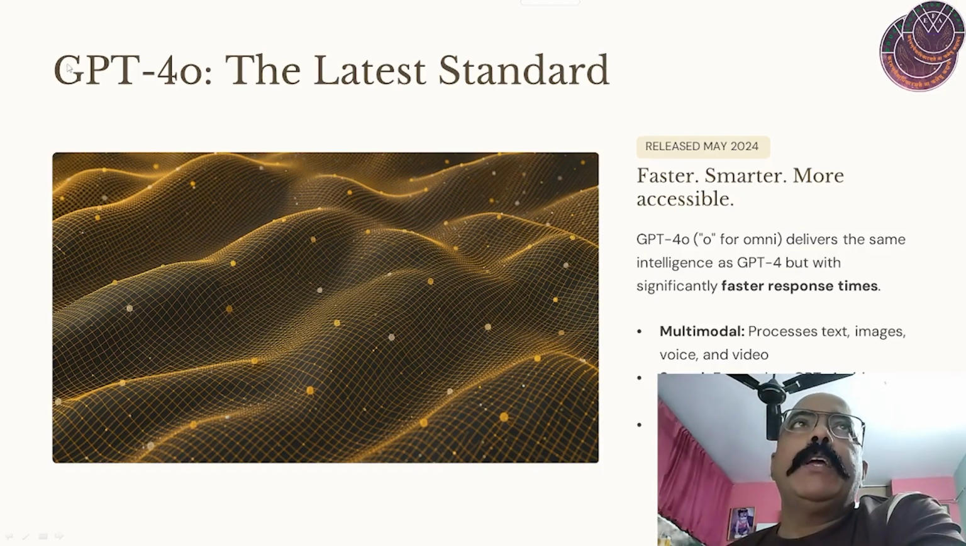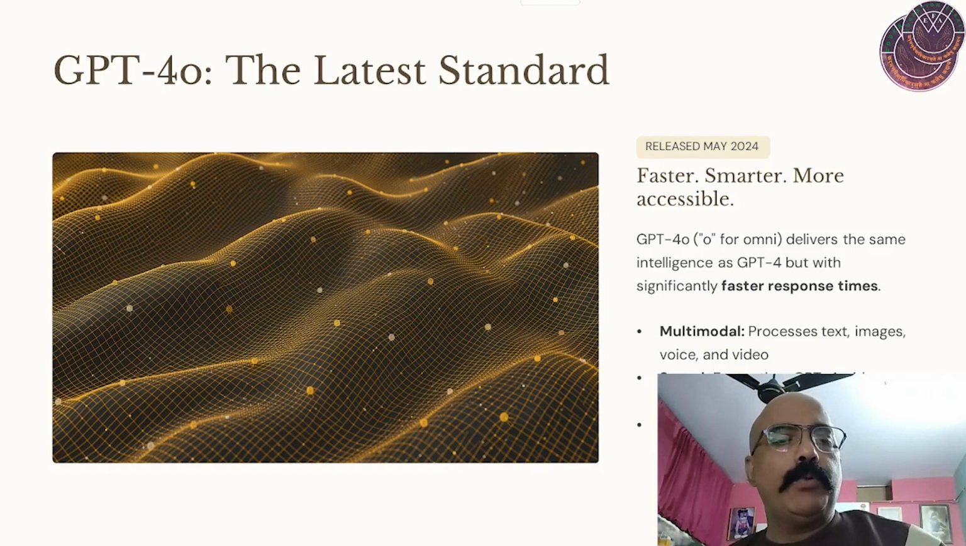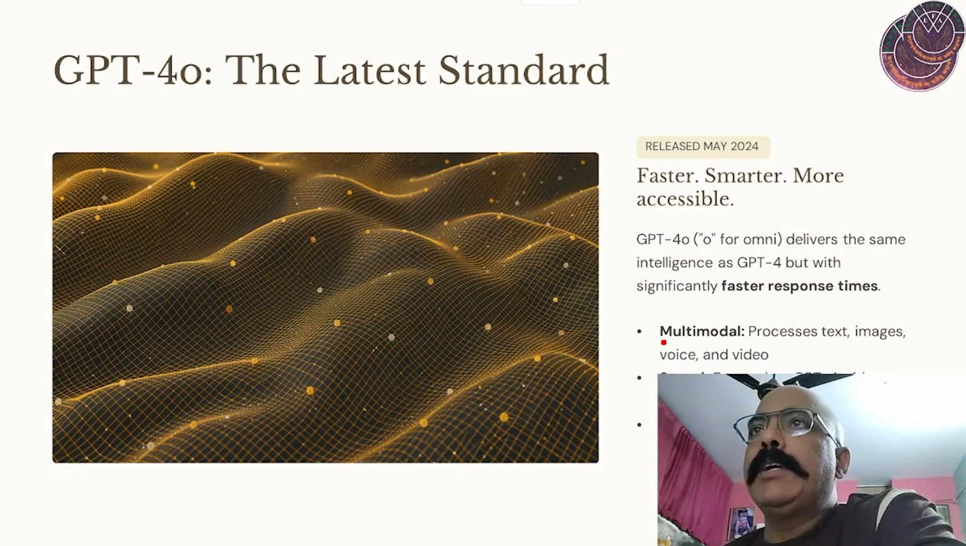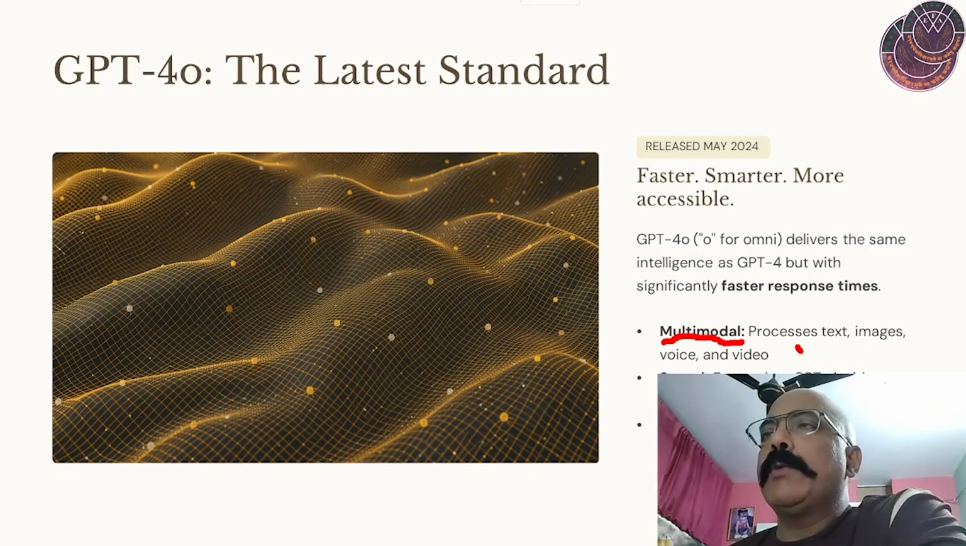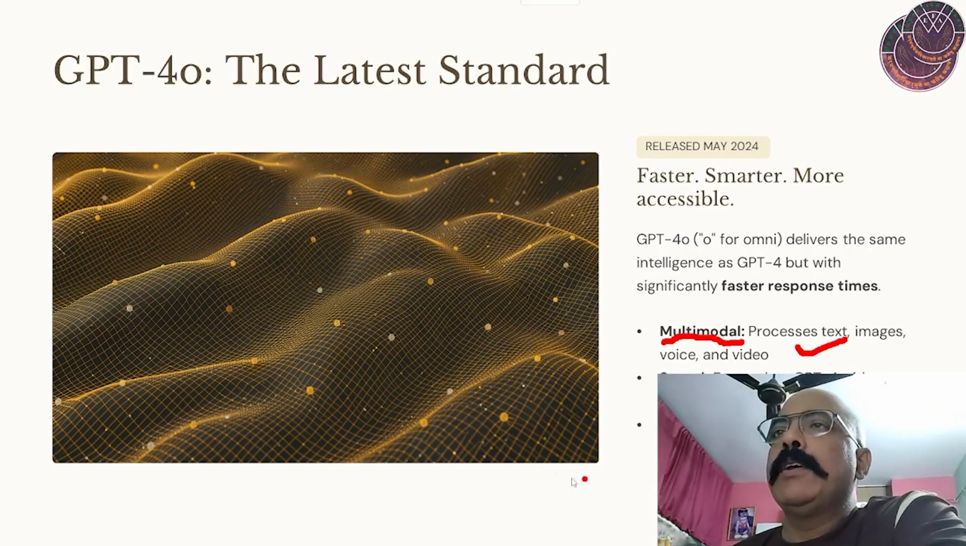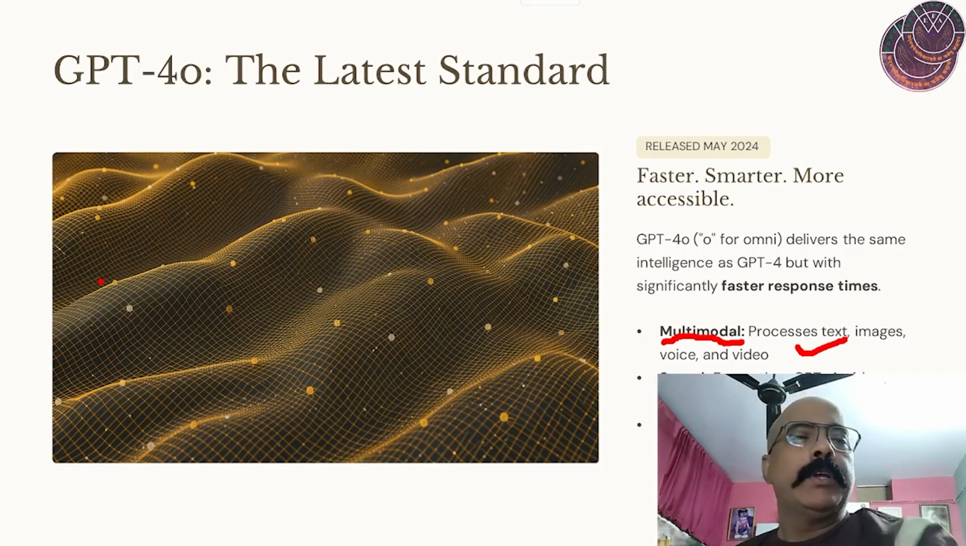Afterwards, the other version came, which is called GPT Omni, and it has got higher capability. It is also multimodal. It can process text and images. Speed was faster, accessibility was much more, and it was again free of cost.